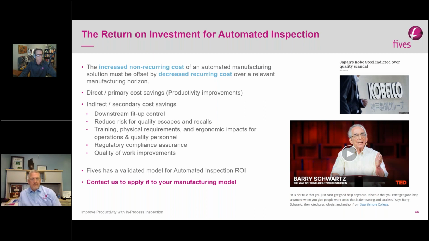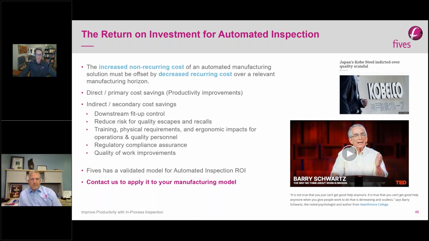Lastly, the quality of work is improved. We all know retaining good employees is a key strategy for our companies, and eliminating the demeaning work that goes along with this, as in the legendary TED Talk here by Barry Schwartz, is how you retain a workforce, because you get rid of the work that humans weren't meant to do. Manual or inefficient inspection is some of that work.